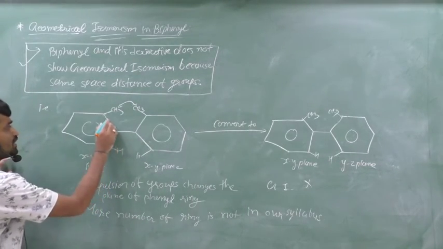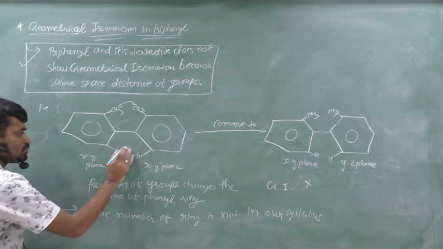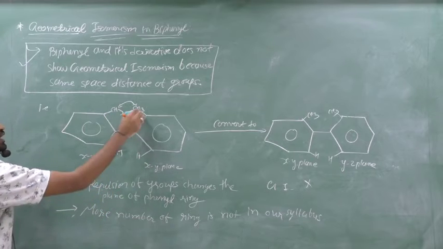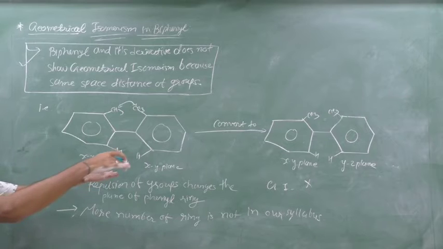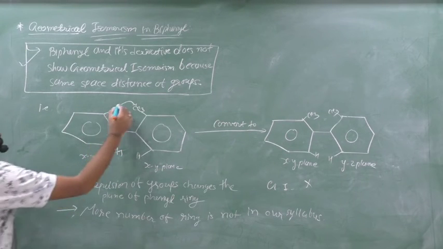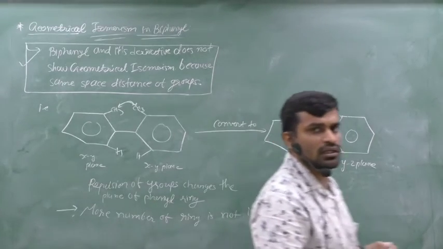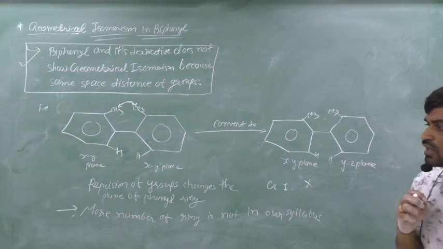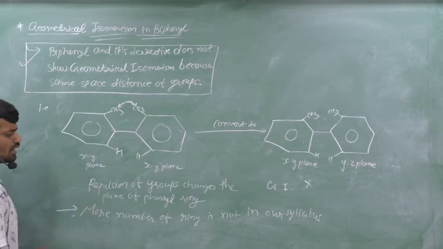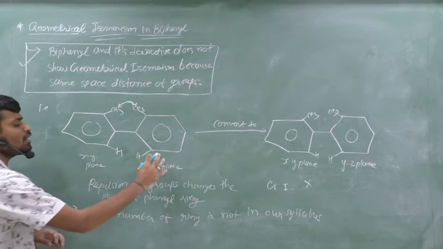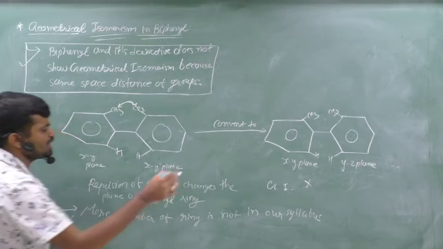It is a biphenyl: phenyl ring, phenyl ring. It is a substituted biphenyl compound, because here is CH3 and CH3. It is XY plane, it is also XY plane. Here a phenyl ring, here also a phenyl ring. But these two groups repulse each other, and the repulsion is so strong that it changes the plane of the second ring. Repulsion of groups changes the plane of the phenyl ring.